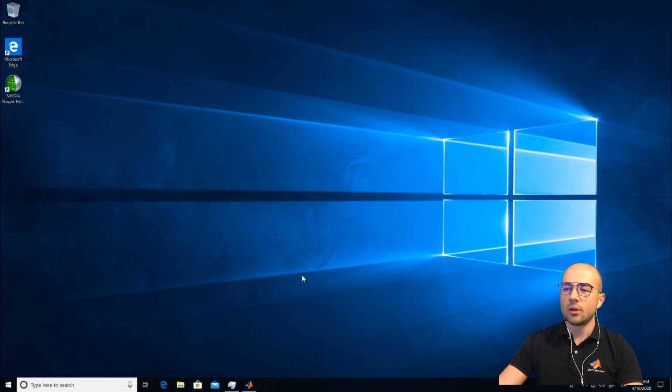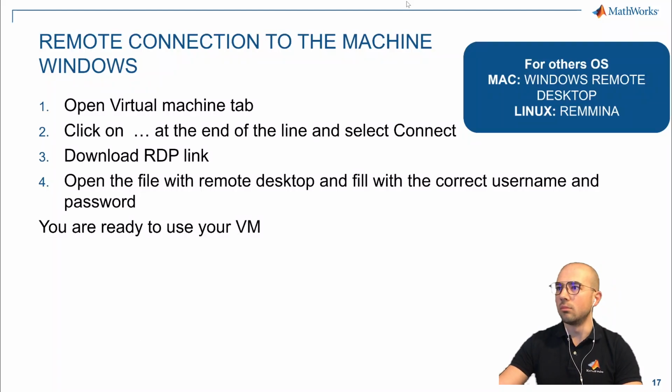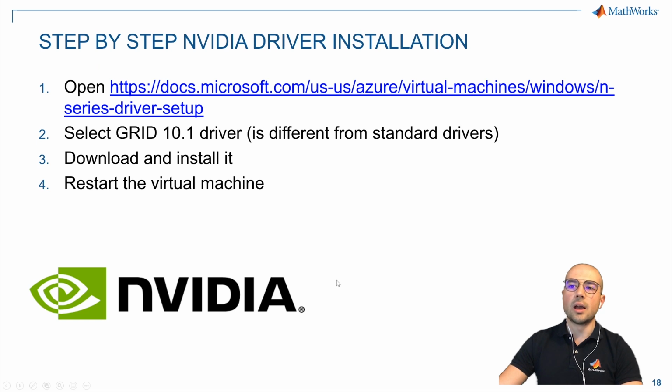Now, for the setup of the machine, we are in a good position. We have created our machine and can connect remotely. If you have a system different from Windows, you can use different apps like Remote Desktop for Mac or Remmina if you are using Linux. I just said you have to select and download the driver specific for the GRID graphics card, which is a little bit different from the usual one.